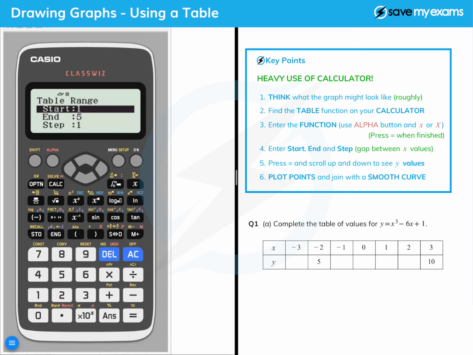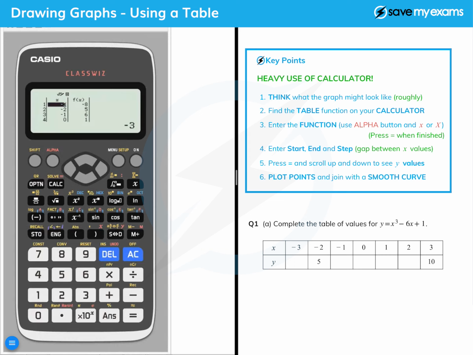So now it asks about the table range. And it asks for a start value, an end value, and a step. Well, the start and the end values are clearly going to be minus 3 and 3, so I just type those in. Minus 3, press equals, 3, press equals. And then the step is the gap between the x values. Well, these are all nice and evenly spaced with a gap of 1. So my step is 1, so I type in 1, even if it was already there, and press equals. Okay. And now, if I press equals again, it'll give me the table of values in a vertical way.